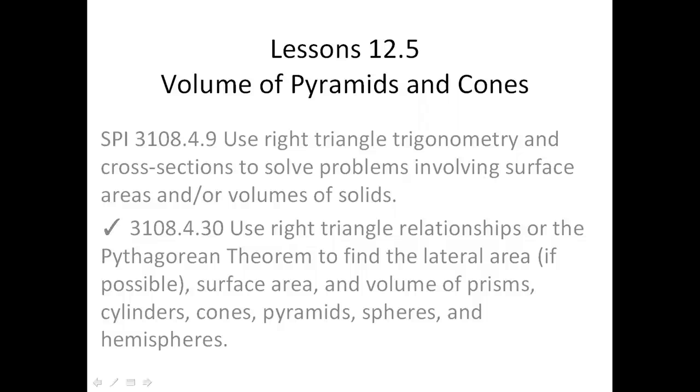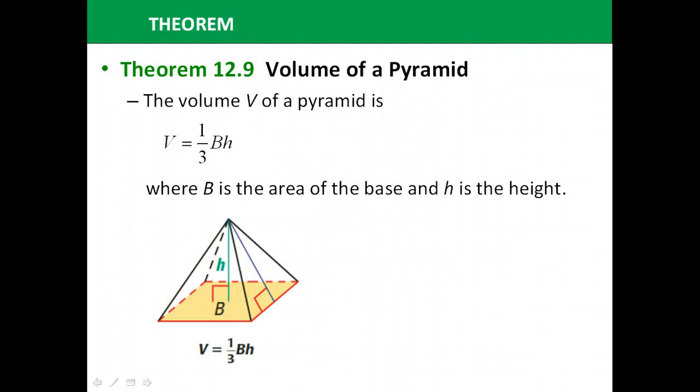Today's lesson we're finding the volume of pyramids and cones. Now that is very similar to finding the volume of prisms and cylinders, which we did just a couple of days ago. The volume of a pyramid is found by using the formula volume is equal to 1/3 the base times the height, where B is the area of the base actually and H is the height of the pyramid.